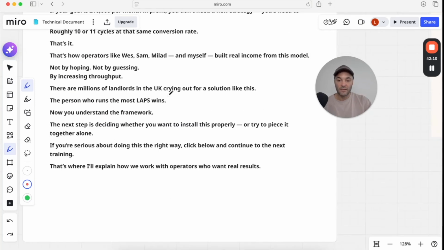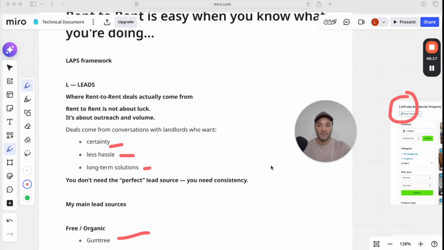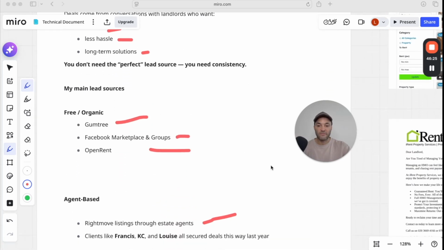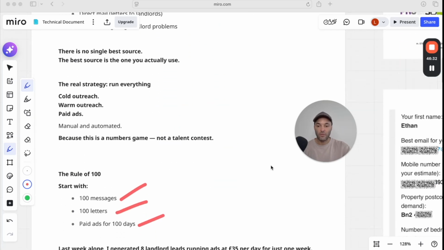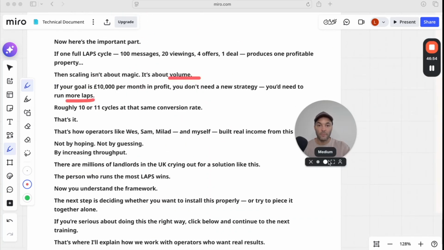There are millions of landlords in the UK crying out for a solution just like this. The person who runs the most laps wins. So it's very simple. To get your first deal, 100 units of outreach, 20 viewings, 4 offers will close 1 deal. So if you want 10 deals, then you have to 10x the throughput. Now I've given you everything you need to start your rent to rent business now. So there's no excuses. This is the exact framework that I use, that my students use to get rent to rent deals. And you have it all here in front of you. So what are you waiting for? Get out there and go and build your rent to rent business.